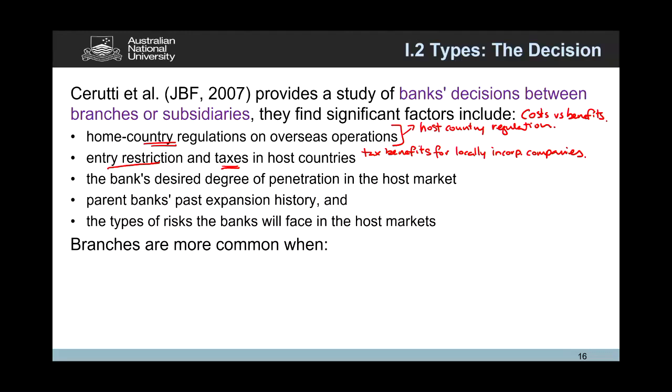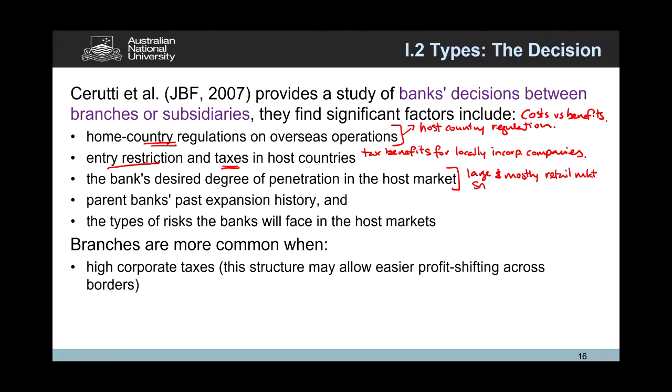So which one do you think allows the bank to spread more in a host country, subsidiary or branch? Subsidiary, definitely, right? If you are interested in large, and probably mostly retail, market share, then you are going to go for a subsidiary.